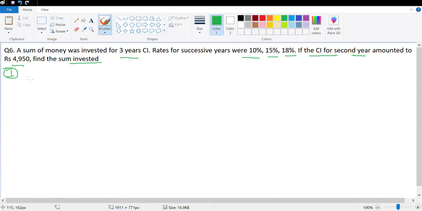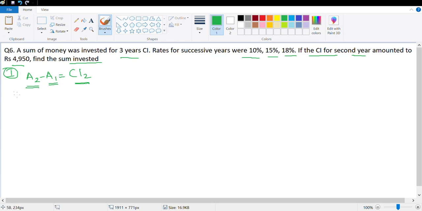So amount 3, compound interest for second year. Perfect. So amount 3, no, so that's amount 2. Amount 2 minus amount 1 will be equal to compound interest for the second year, correct? Compound interest for the second year will be amount after 2 years minus amount after 1 year, the only addition being the compound interest for second year.